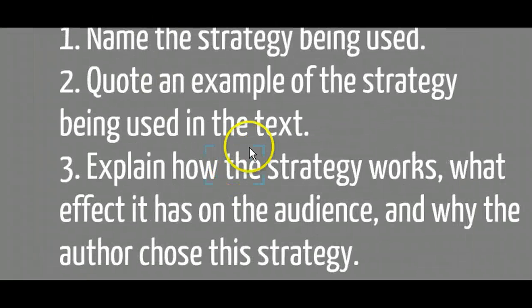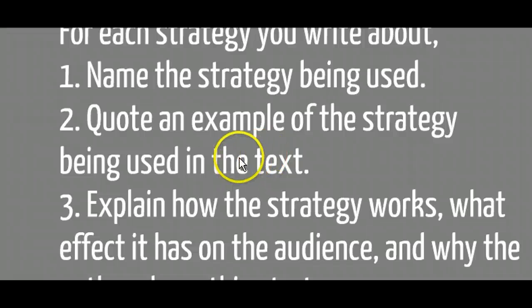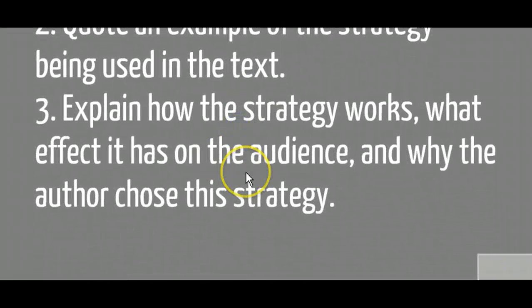Then you would want to actually quote an example or multiple examples of the strategy being used in the text. You need to actually go back and show your audience what an example of the strategy, what the strategy looks like in action, okay, from the actual text. And then finally, you would want to explain how the strategy works. Okay, this is the part where you really make your grade, right? If you can explain how that strategy works, if you can talk about the effect it has on the audience and why the author chose that strategy, you will have written a good rhetorical analysis.